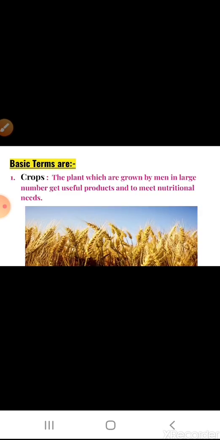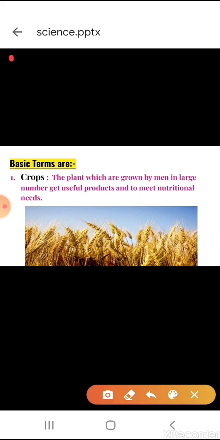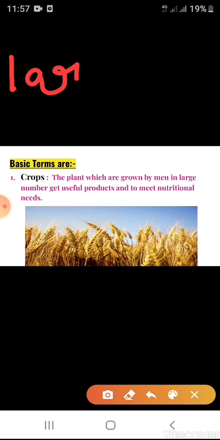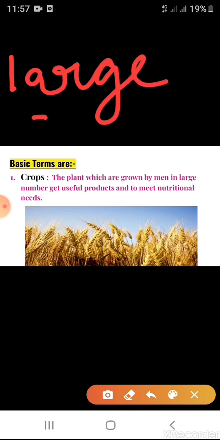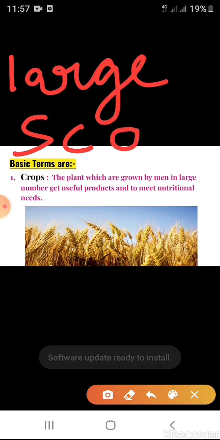Topics to be covered: first is introduction, second is basic terms, third is types of crops, and fourth is agriculture practices. Let's start with the first, basic terms. Basic term, first term is crop. So, when plants of the same kind are cultivated at one place on a large scale, it is called a crop.